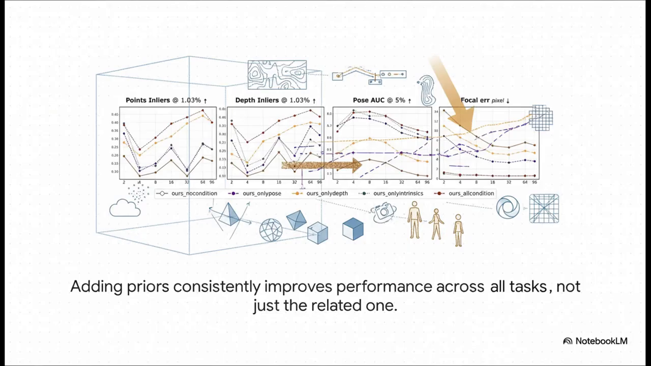See that brown line at the bottom of each graph? That's the model working with just images, no hints. Now watch what happens when you give it just one little prior, like depth or camera pose. Everything jumps up. But here's the really fascinating part. Giving it a hint about camera poses doesn't just make the camera predictions better, it makes everything better. Depth gets better, points get better.